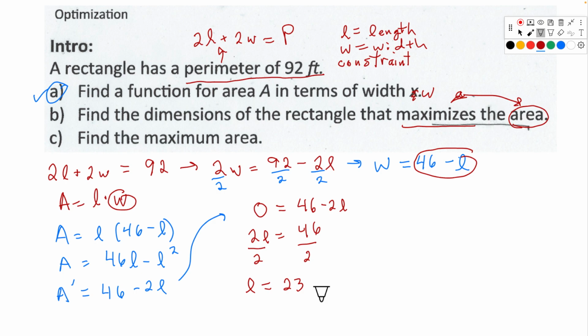We're halfway there. We got one of the dimensions. Okay, so we're looking at this B question. Find the dimensions. Okay, so we need L and W. So I found L equals 23. Oh, there it is. That's how I find W. Come back to that constraint function. We solved for W earlier. Then we get 46 minus 23. Oh, that's also 23.